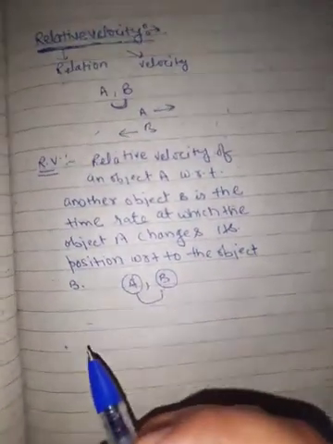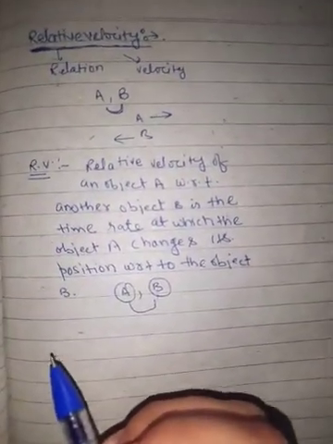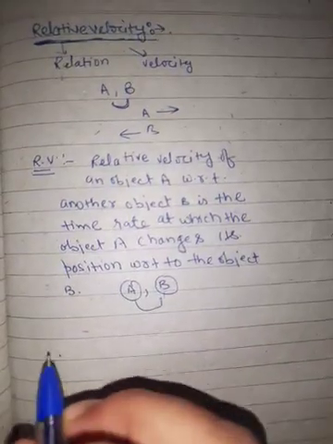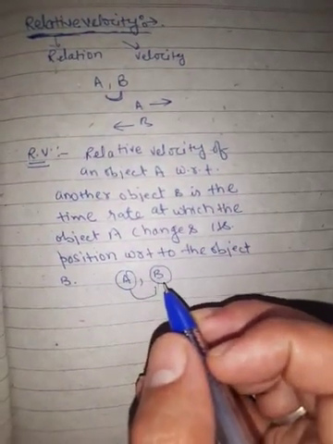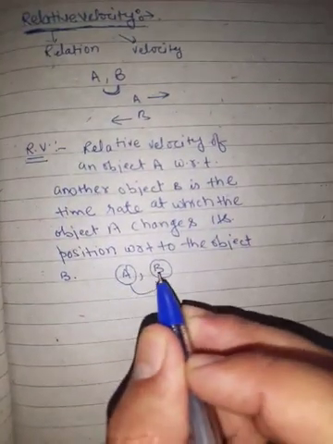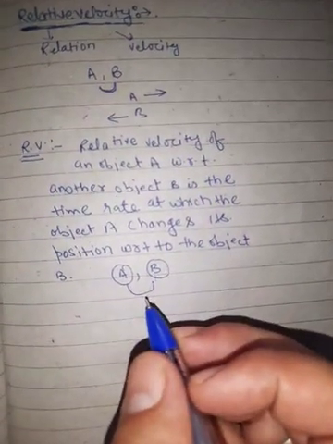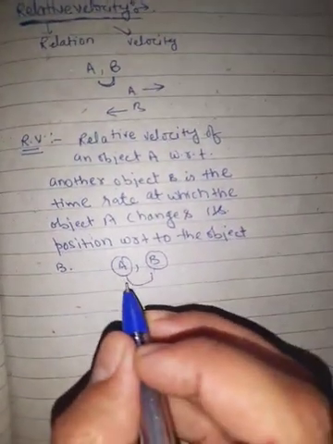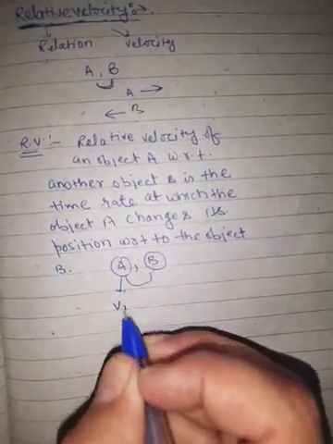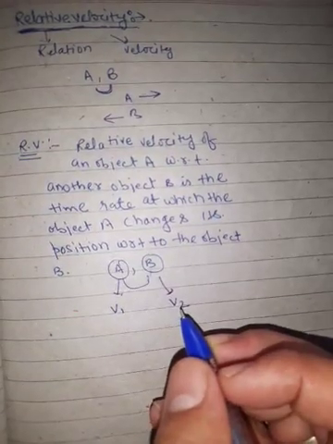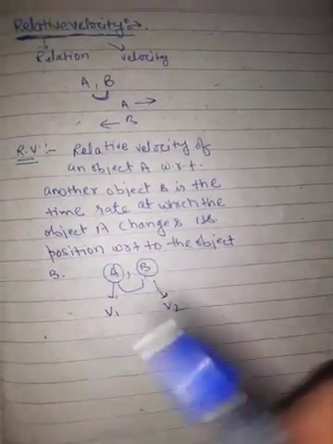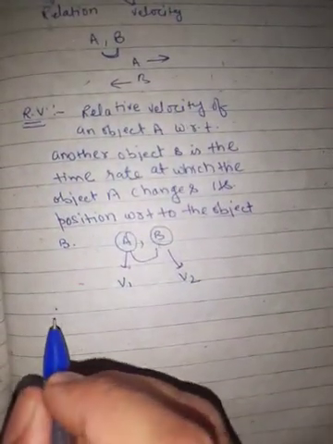To understand the concept of relative velocity, we have to consider two objects. One is A, and second is B. Both bodies A and B are moving uniformly with different velocities. We can say object A has velocity v1 and B has velocity v2. Clear?